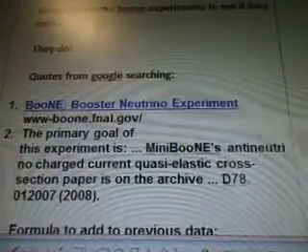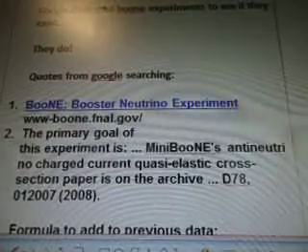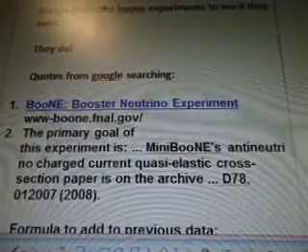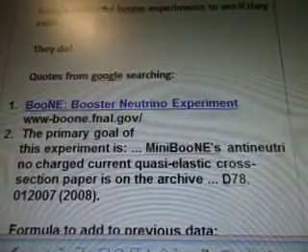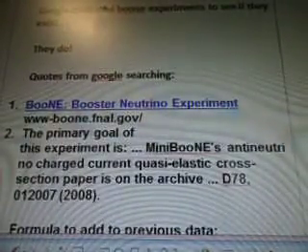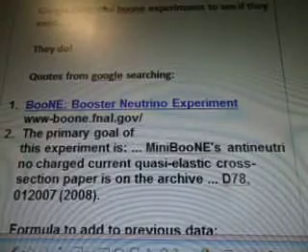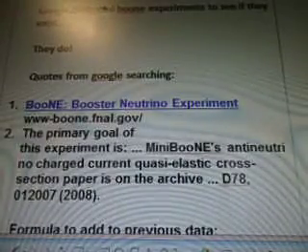So quotes from the Google searching is BooNE booster neutrino experiment, BooNE. I'm wondering why I can't see, my glasses are on top of my head instead of on my eyeballs, where they're supposed to be. Sorry, www.boone.fnl.gov. The results are there.